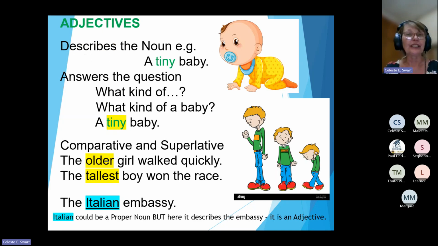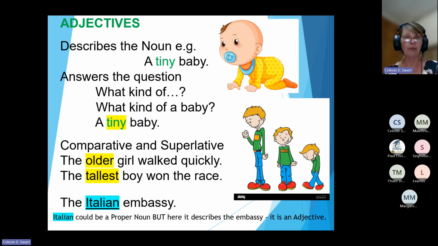Adjectives now. You cannot learn an adjective if you don't know what a noun is. So let's look very carefully at what our adjectives are. What does an adjective do? An adjective tells us more about the noun. Yeah, you know that. So we don't just say a baby. What do we say? A tiny baby. And the adjective then answers the question, what kind of a baby is it? It's a tiny baby.